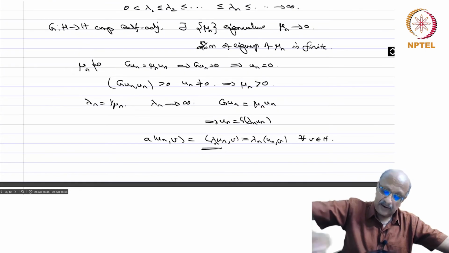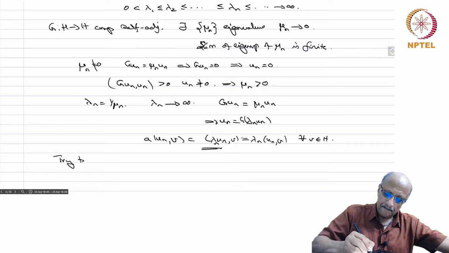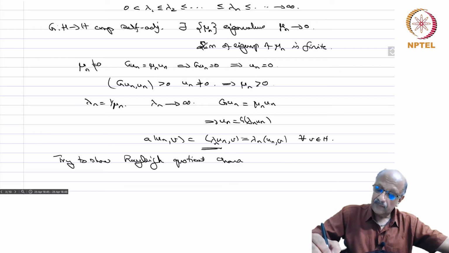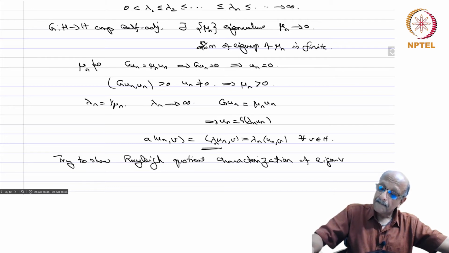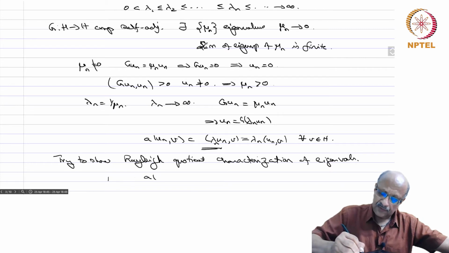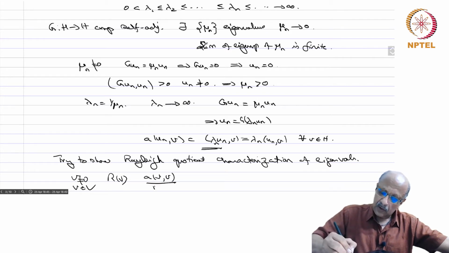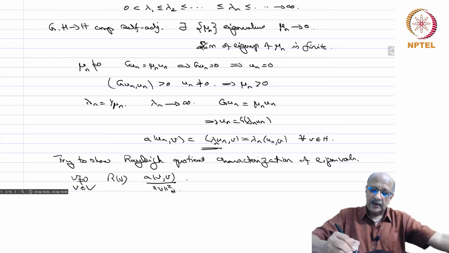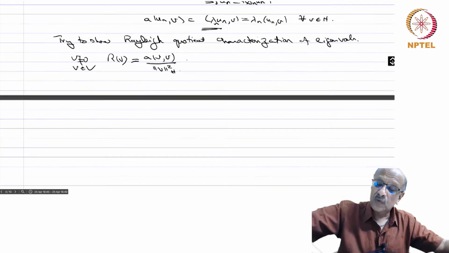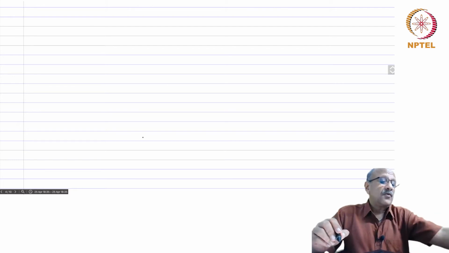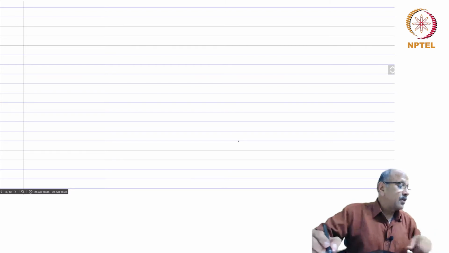Now you can go ahead and try to show the Rayleigh quotient characterization of eigenvalues. So you can write a of v, v not equal to 0, v in V, is a of v v by norm v square in H. So this will be the Rayleigh quotient, and try to show that everything will work. Okay, so this way you can study various eigenvalue problems based on this abstract framework. So we will give you one example now.